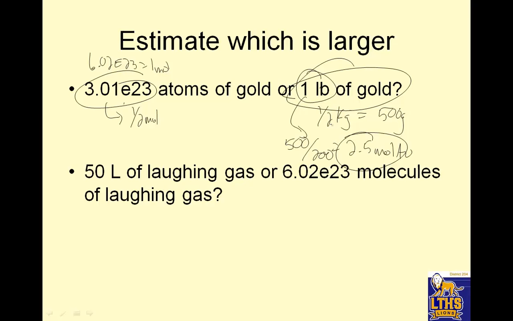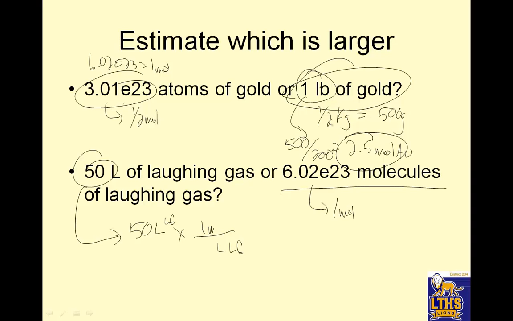So if I have 50 liters of laughing gas, notice I don't know the formula for laughing gas, but it doesn't matter. 6.02 E23 molecules of laughing gas is 1 mole. 50 liters of laughing gas would be 50 liters, and to get it into moles, call it LG, liters of LG, right? 1 mole of LG. Now I would hope you're going to get better where this will be something that makes a little more sense to you. And that would be about 2. So 50 liters would be bigger.